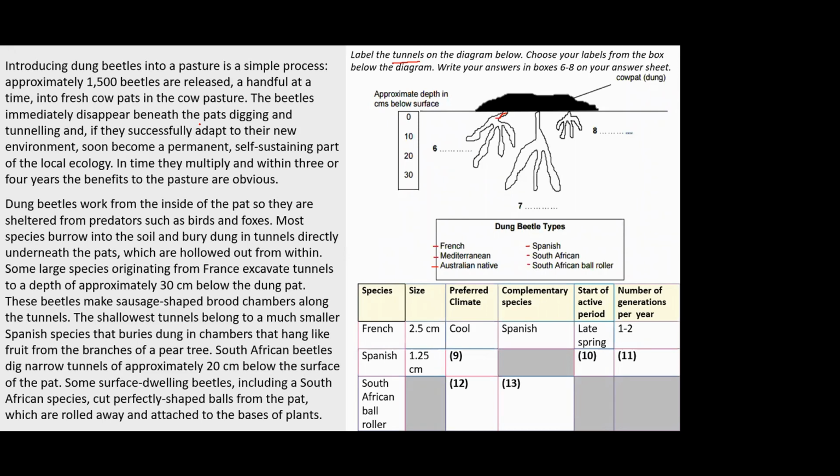So 6 is Spanish. Sorry, 6 is South African. 7 is French, and 8 is, sorry, South African. 8 is again South African. Okay, 2 out of 3 were correct.